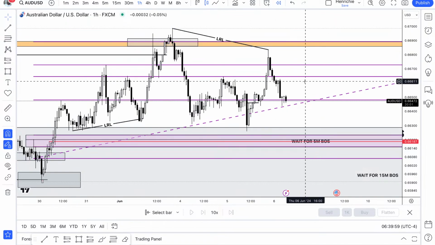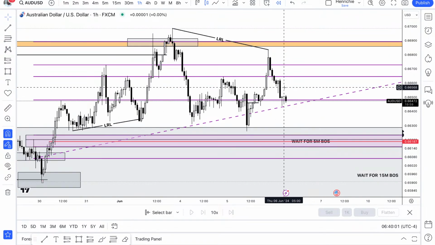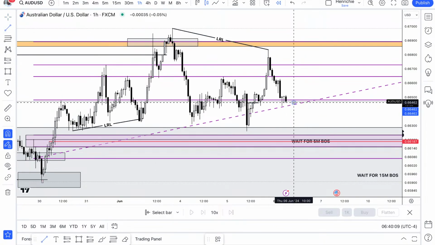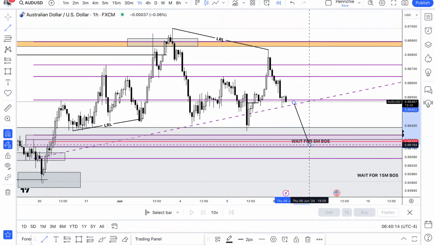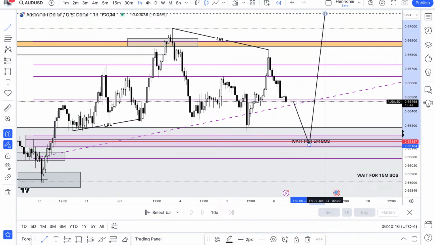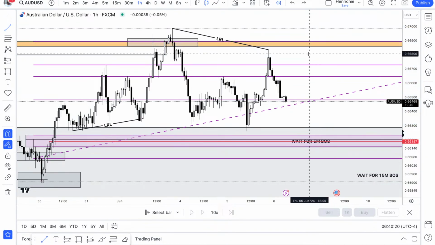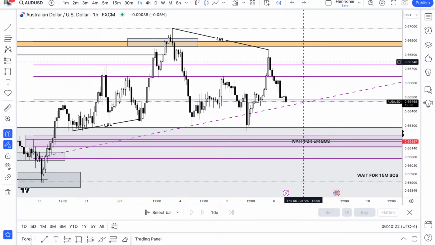So with high impact news coming out tomorrow, I wouldn't be surprised to see a run on both sell side and buy side. This is why sometimes when you see a news driver come out, it just goes both ways. Goes to the downside, runs sell side liquidities, expands to the upside to run buy side liquidity. So that is what I'm anticipating to see in the marketplace on Aussie.